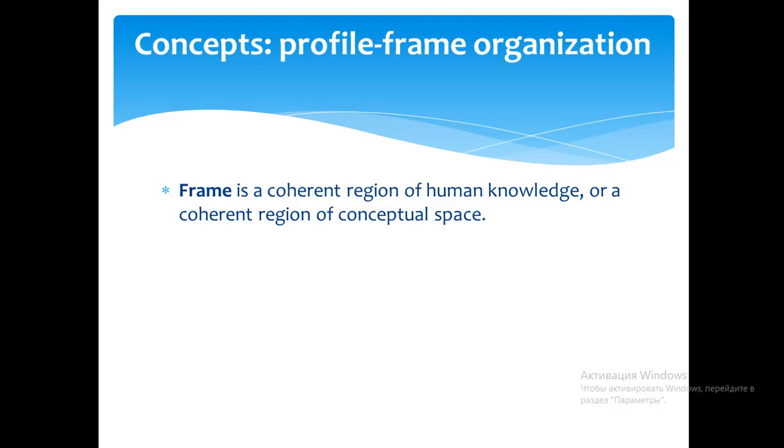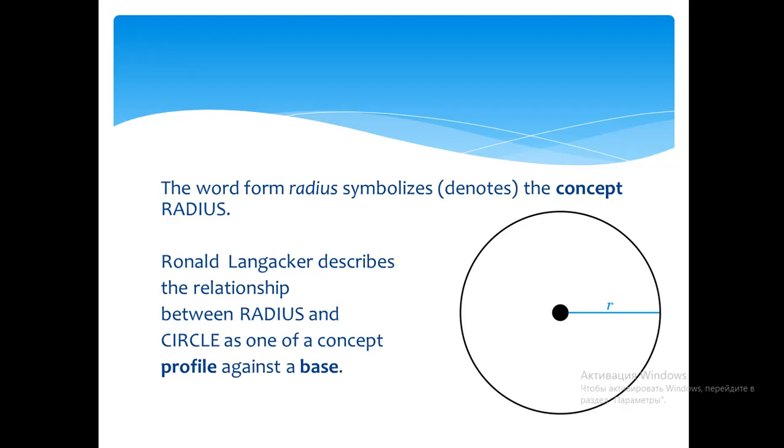Langacker illustrates his approach to the problem with the meaning of the word radius. The word form radius denotes the concept radius. We begin here by assuming that concepts correspond to meanings of linguistic units: words, complex expressions, or constructions. One may also assume that concepts exist that do not correspond to linguistic meanings. However, one would have the same problems trying to identify concepts independent of linguistic meanings as trying to identify frames independent of linguistic meanings, namely the lack of empirical basis to do so. For this reason, we will restrict ourselves to concepts corresponding to actual linguistic meanings.